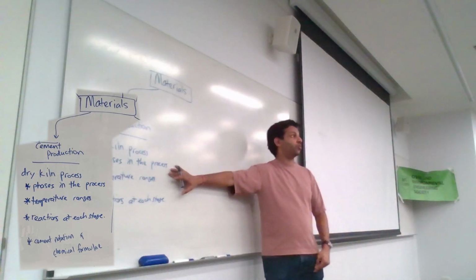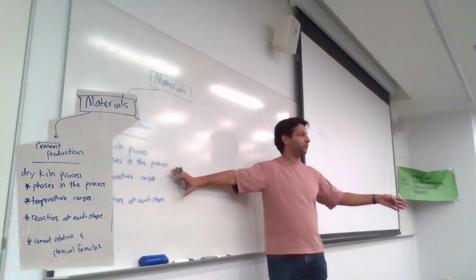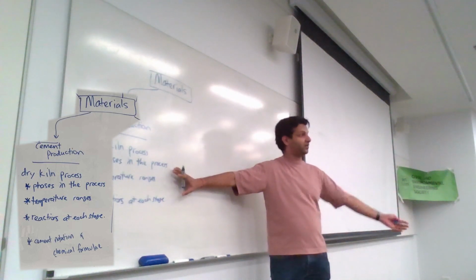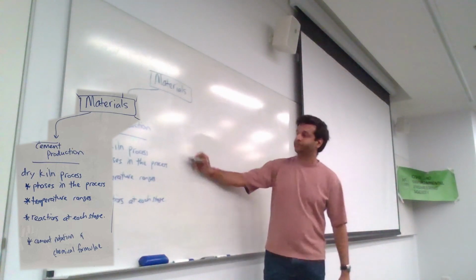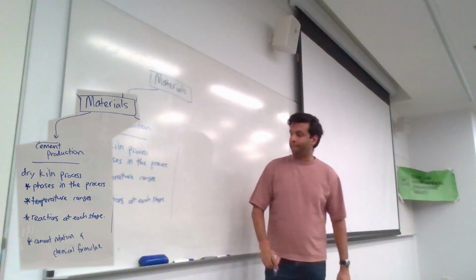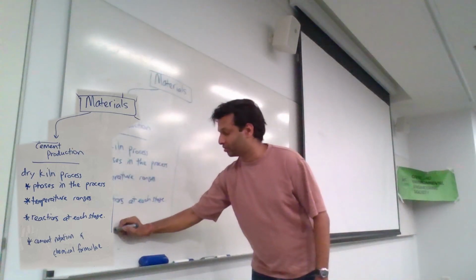The other important thing is to know why the dry kiln process is used compared to the wet process from previously. That was a tutorial question from last time. Anyway, the other thing is your cement notation.